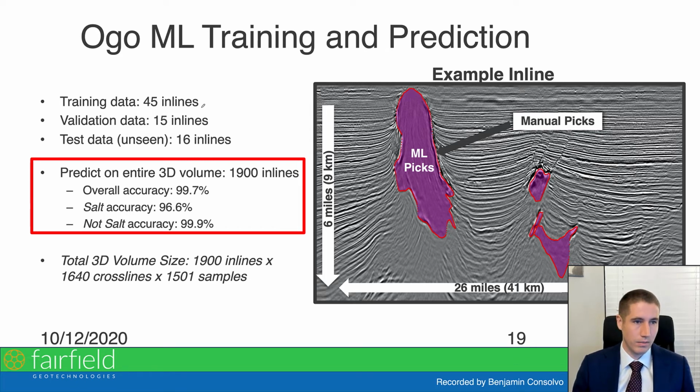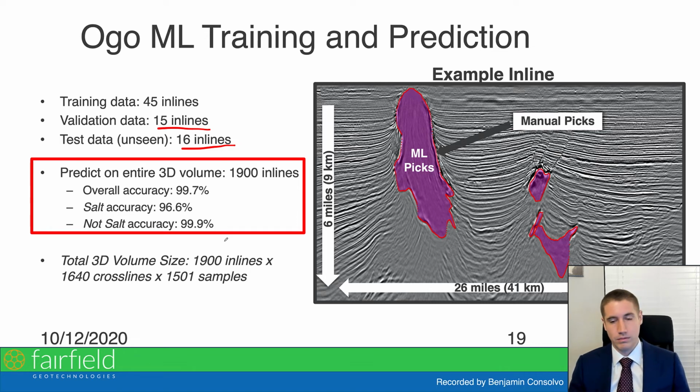So in this case, we used, as I mentioned, 45 inlines for training data, 15 inlines for validation, and 16 inlines for test data. And to predict on the entire 3D volume of 1900 inlines, we achieved accuracy rates of almost 100% overall, 97% for salt, and 100% for not salt or sediment.